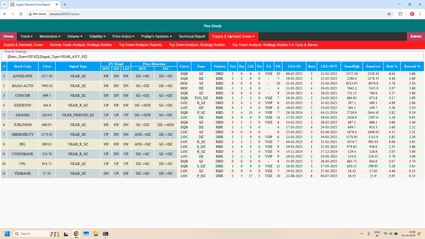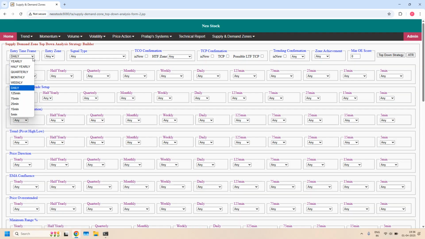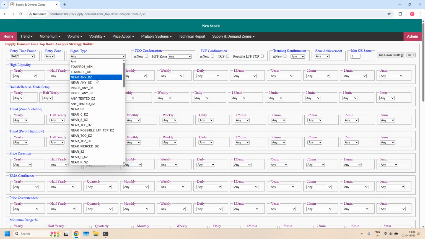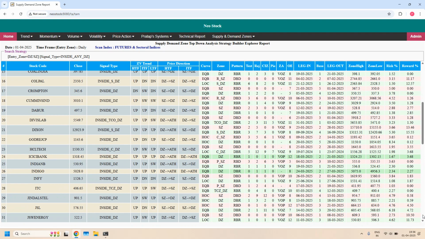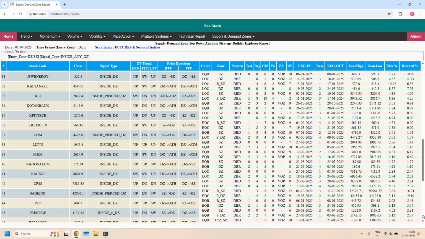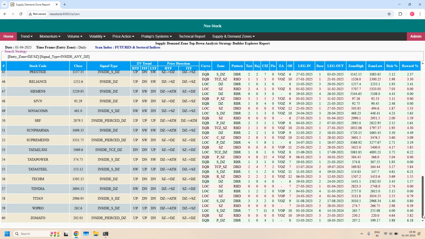Okay, next. Daily time frame, price closed inside the daily demand zone. First 15 stocks in the list. I am scrolling the list down. So total 60 stocks are filtered.